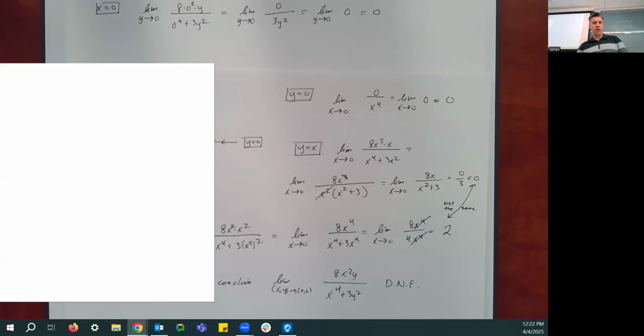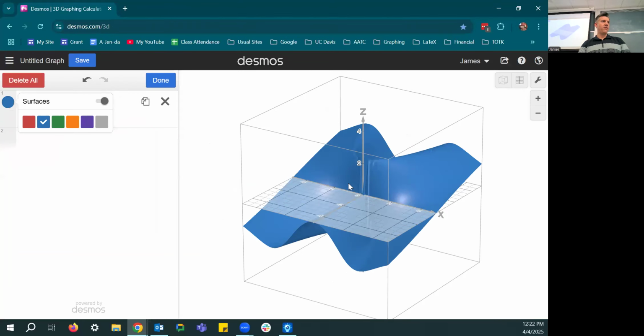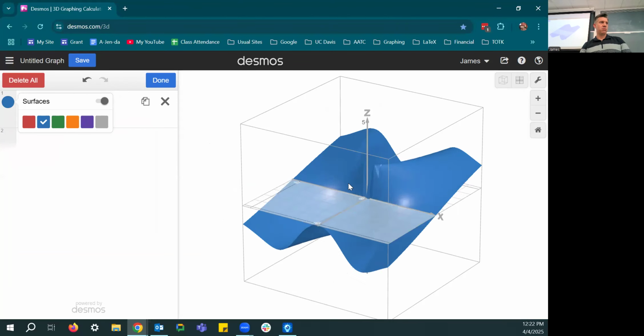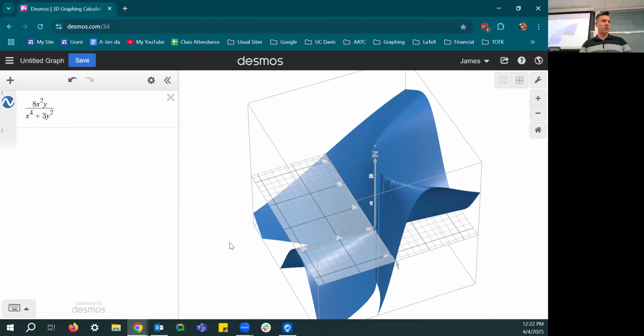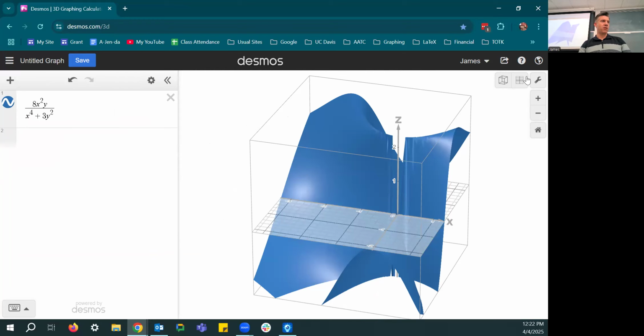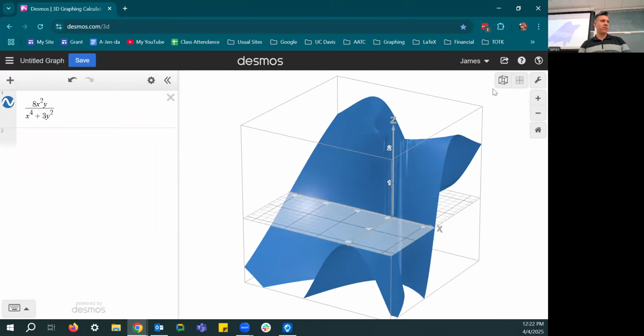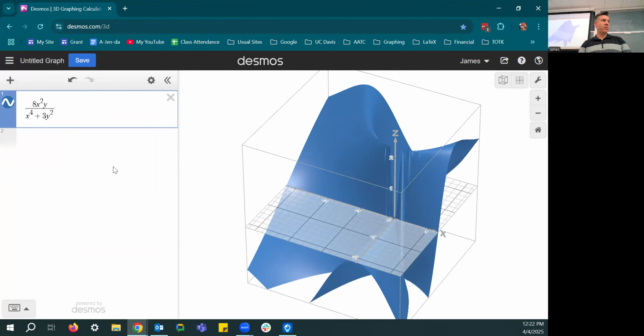So here is what that surface looks like. And if you zoom in towards the origin, it starts to look super funky there. It looks very bizarre. So let's look at some of the pathways we looked at. I'm going to go back to the standard view here.